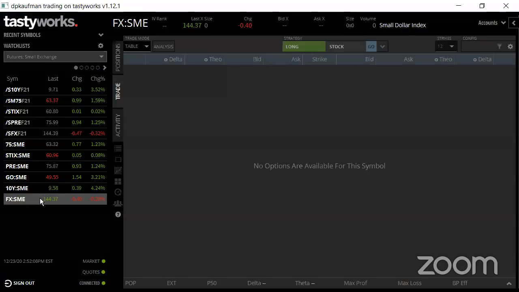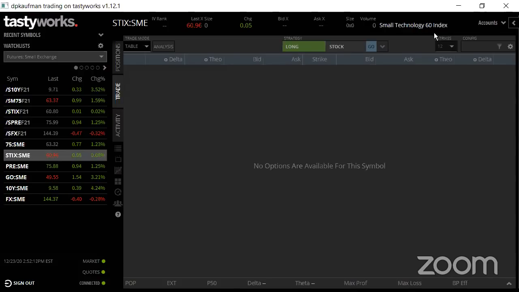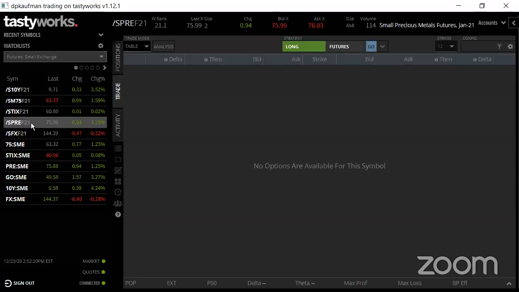They have products in dollar. They have the sticks, which is like the NASDAQ 100. It's a small technology. Again, this is going to be the up and coming exchange, because the products are so much more what I would term retail friendly.